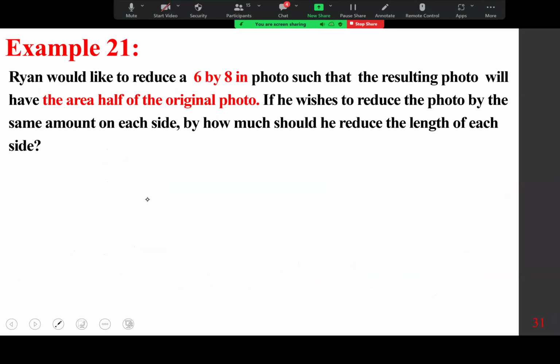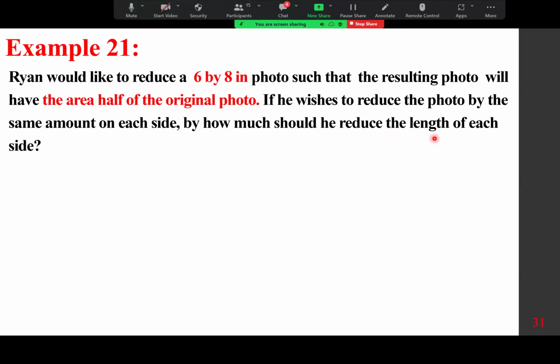Here's the last question. Ryan would like to reduce a 6 by 8 inch photo such that the resulting photo will have half the area of the original photo. If he wishes to reduce the photo by the same amount on each side, by how much should he reduce the length of each side?